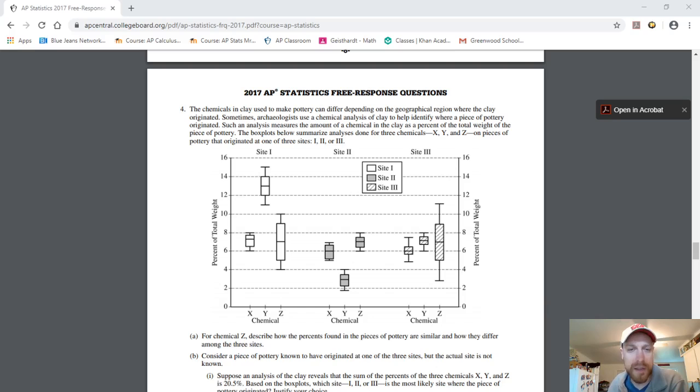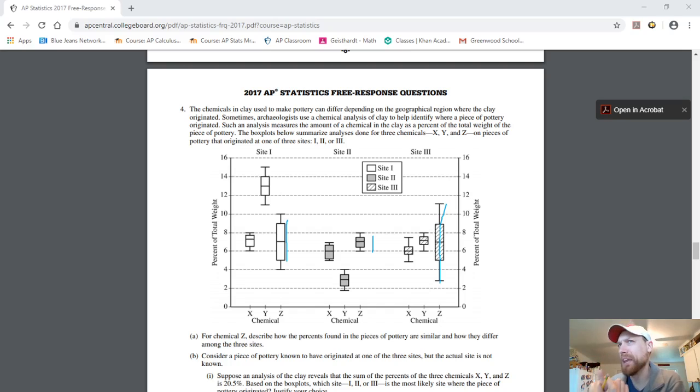Question A. For chemical Z, describe how the percents found in the pieces of pottery are similar and how they are different among the 3 sites. So we have chemical Z at site 1, chemical Z at site 2, and chemical Z at site 3. So when we're describing distributions, we're thinking 3 things. We're thinking shape, center, and spread.